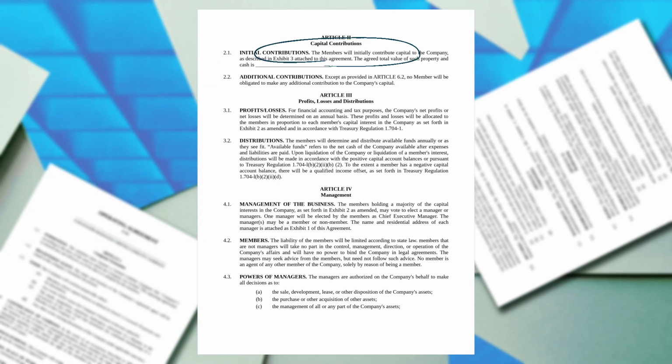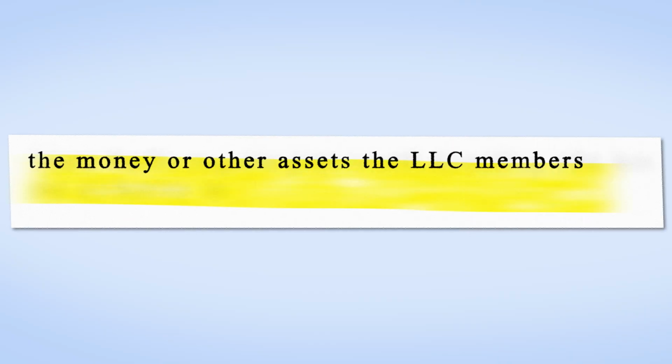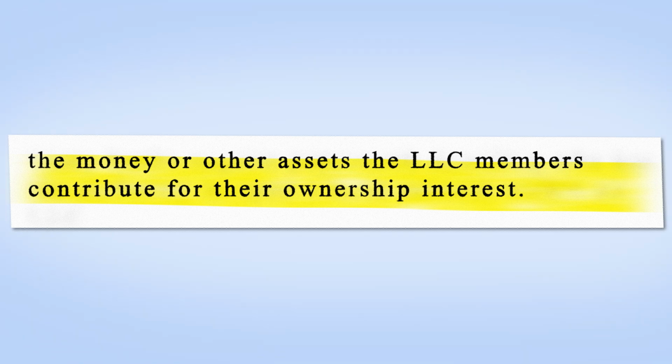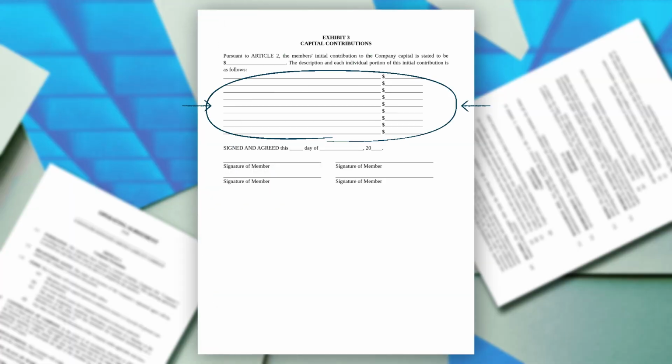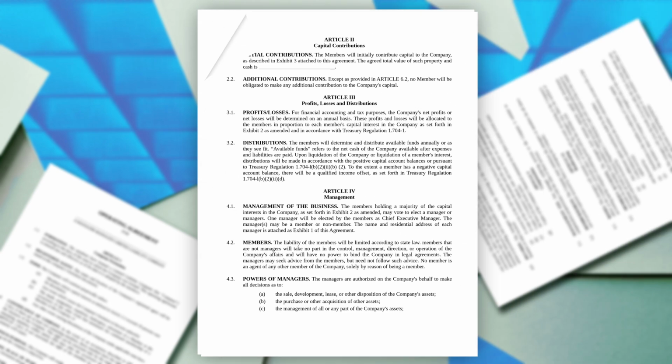Article 2 covers capital contributions, the money or other assets the LLC members contribute to their ownership interests. You'll calculate the total in Exhibit 3, so let's skip down there. List the money and other assets along with their value and calculate the total. You'll need to date the document and have your members sign it. List the total in Section 2.1.